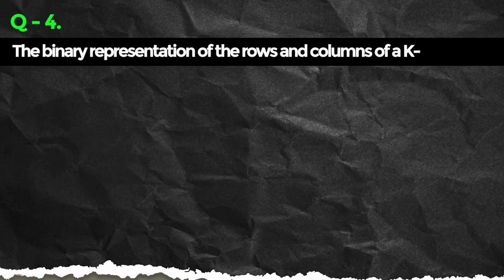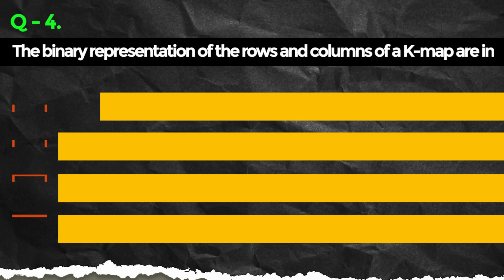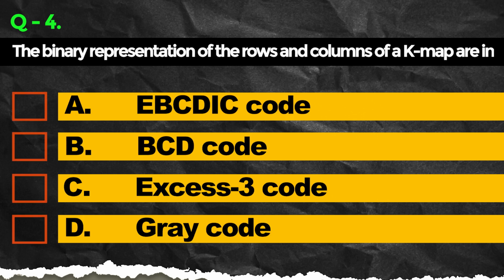The binary representation of the rows and columns of a K map are in which code? BCD code, XS3 code or gray code. The correct answer is option D, that it is in gray code.